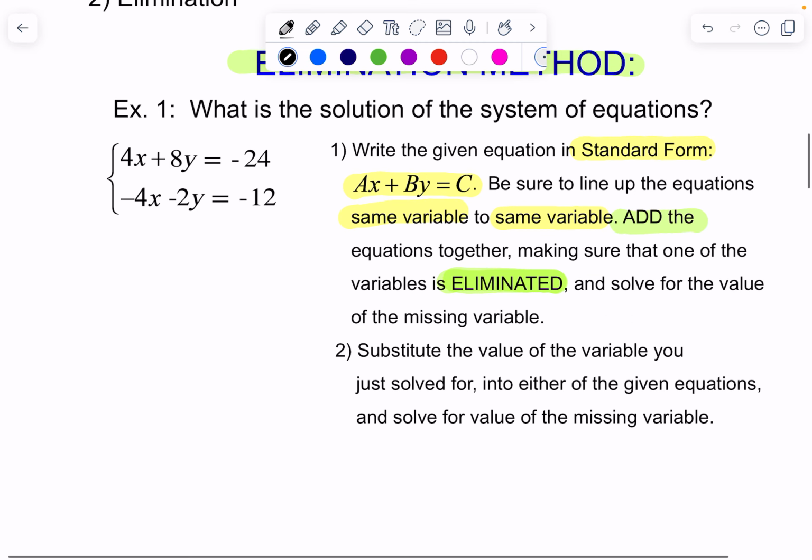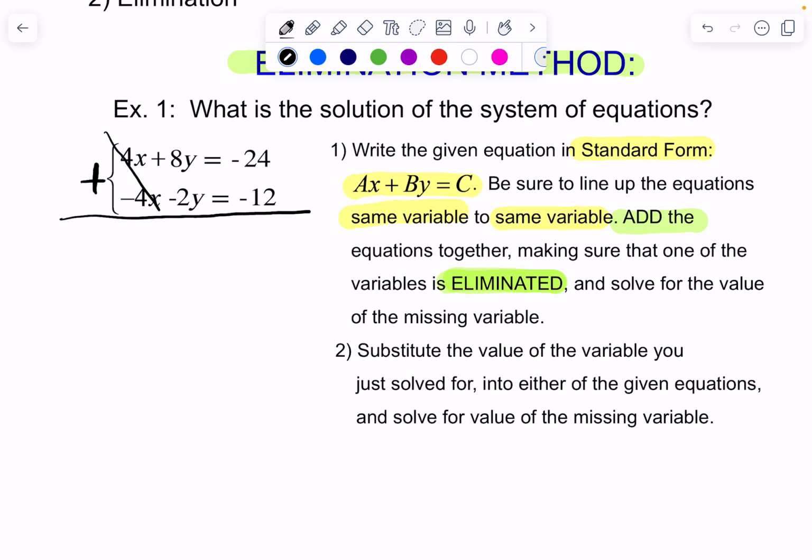For example, the question we have here: if we add both of these equations together in this system, you very easily note that the x's will cancel, and I have 6y is equal to negative 36. Going to go ahead and divide 6 to both sides, and y equals negative 6.